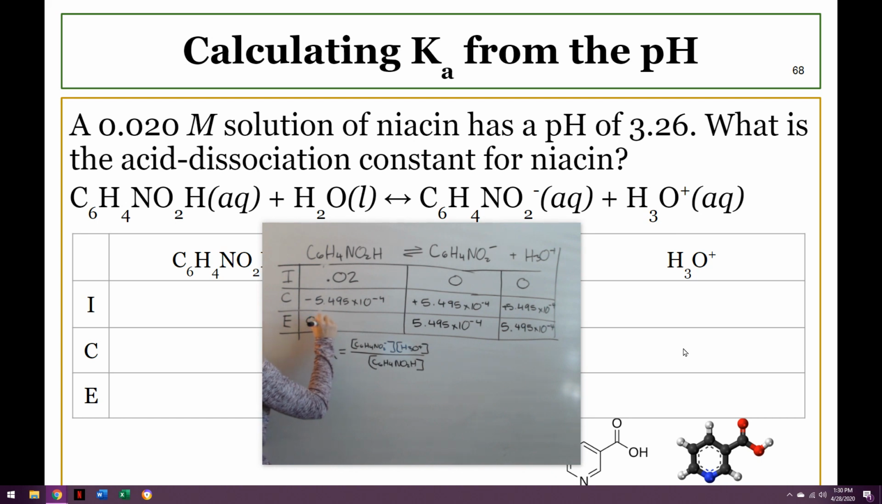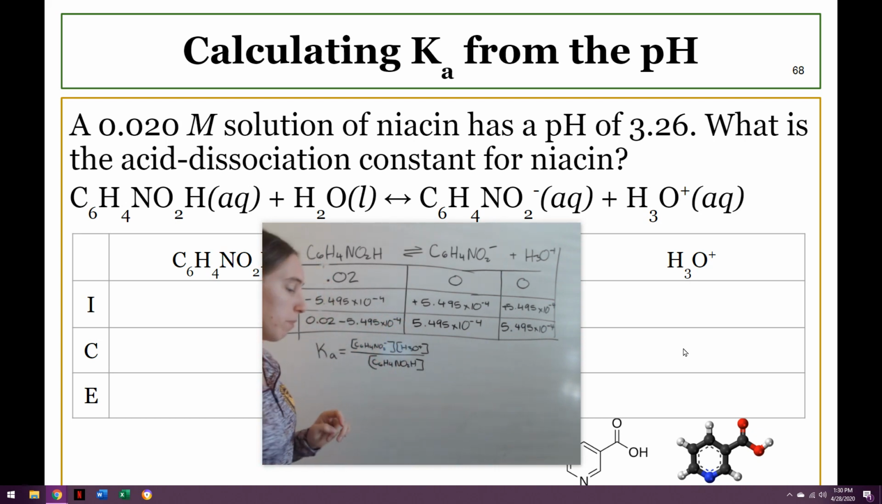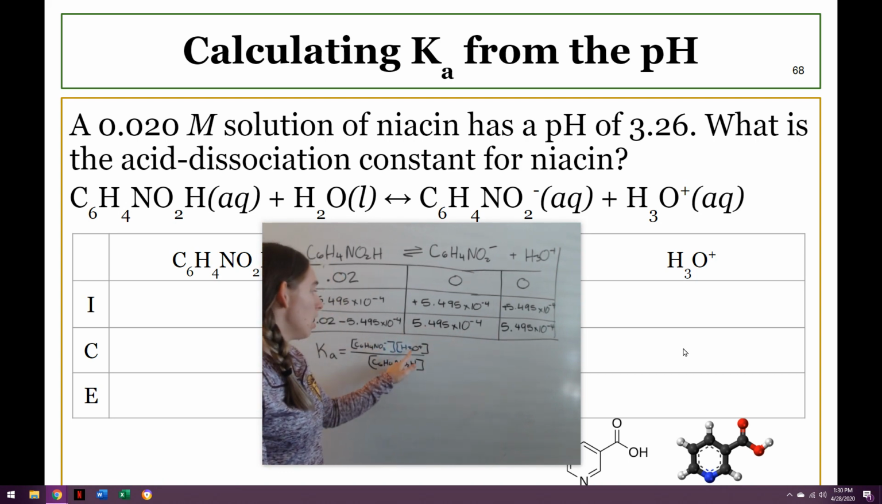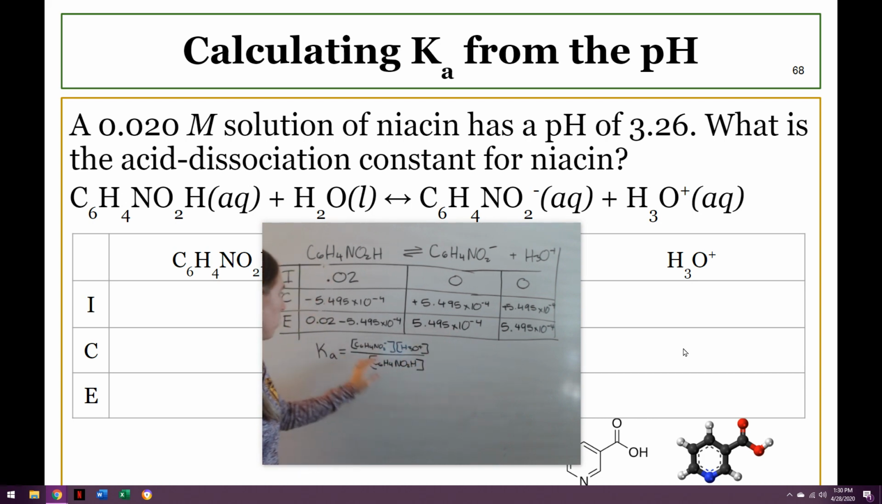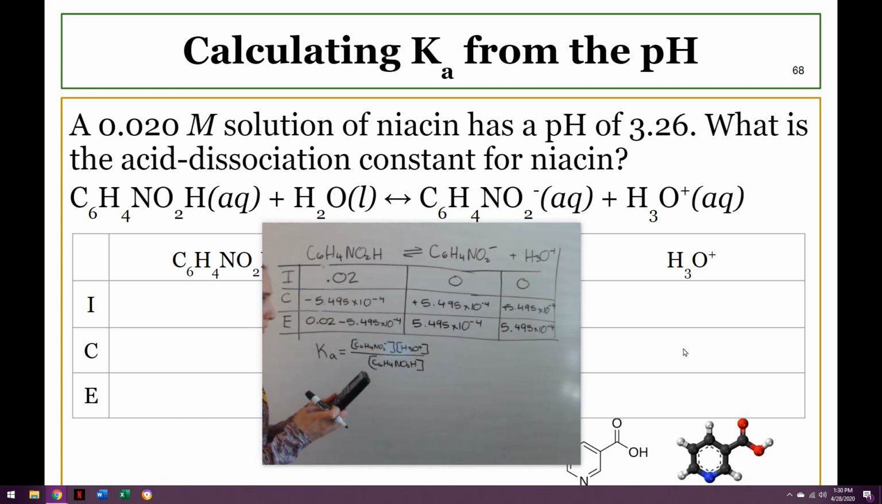We're going to have 0.02 minus the change. Now we have all of our equilibrium values that we can plug into here. We've got 5.495 times 10 to the negative 4 for here, times the same value for H3O, so it's this value squared, divided by 0.02 minus 5.495 times 10 to the negative 4. So let's try that.